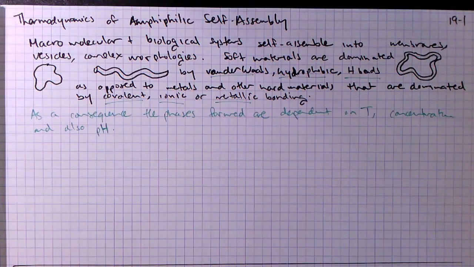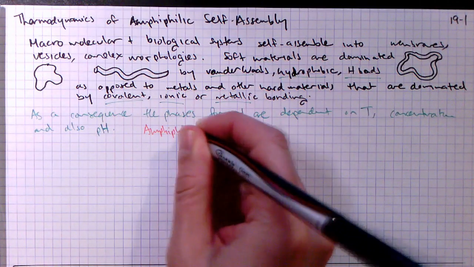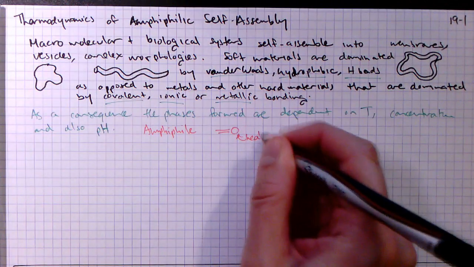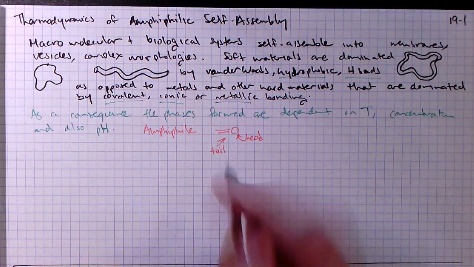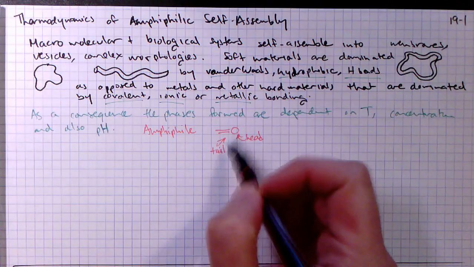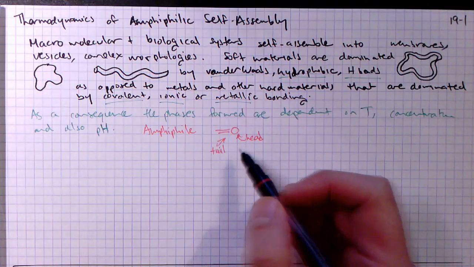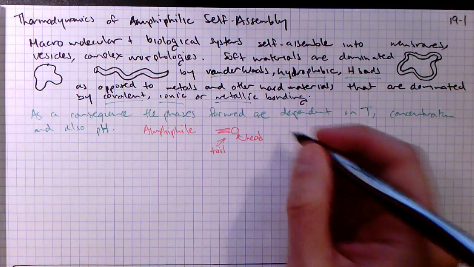Okay, so when we think about these amphiphilic molecules, they typically have polar and nonpolar groups. And so typically when we draw an amphiphile, it has a head group and a tail group. And since the head groups tend to be hydrophilic and the tail groups tend to be hydrophobic, you tend to get aggregation of the head groups and the tail groups, right? And so these amphiphiles can aggregate in different ways.